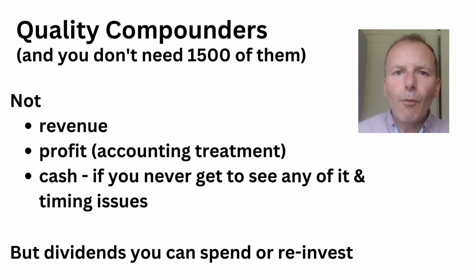So what you need in your portfolio are quality compounders, and this is not revenue or profit that can be manipulated by accounting treatment. It's not even cash, because you don't necessarily get to actually see it if it's not paid out as a dividend. And also with cash, you've got timing issues, such as when you decide to pay creditors versus your year end. So with dividends, you can choose whether you want to spend the dividend that you receive or reinvest it back into the company. So it's these quality compounders you want in your portfolio, and you don't need 1,500 of them, so you don't necessarily need a global equity tracker.